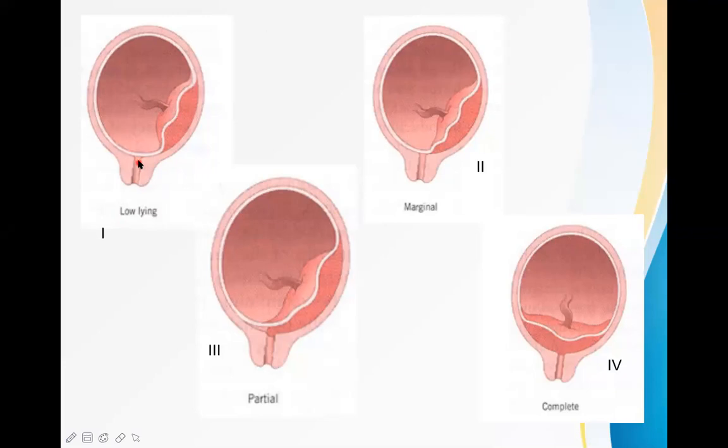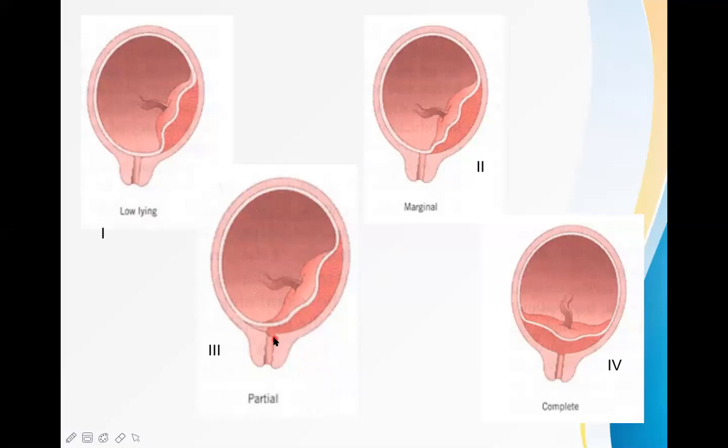So see, this is the internal os. This is the cervical canal. So internal os is right here. It is not even near to the internal os, but it is definitely in the lower uterine segment. So this is low-lying placenta, a type 1 placenta previa. This is type 2, the marginal one, just touching the internal os. See that it is not covering, it is just touching it. Type 3 is partial coverage of the internal os.